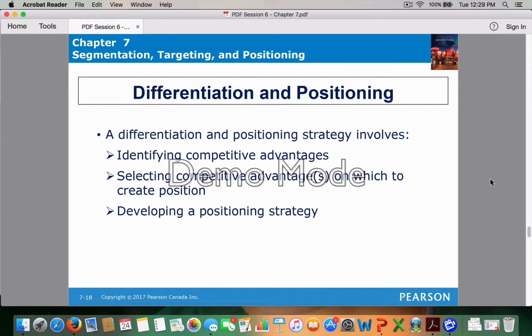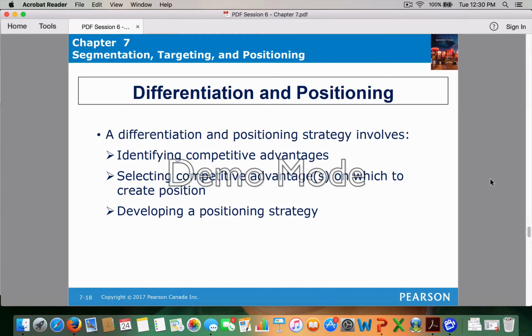So differentiation and positioning strategy involves identifying ways in which you can be competitive, where you have an advantage over your competitors. If you can't articulate how you are different in a meaningful way, in a positive way than your competition, and more importantly, if your consumers can't identify ways in which you are better than your competitors, then you're in big trouble. So you need to figure out which competitive advantages you want to focus on.